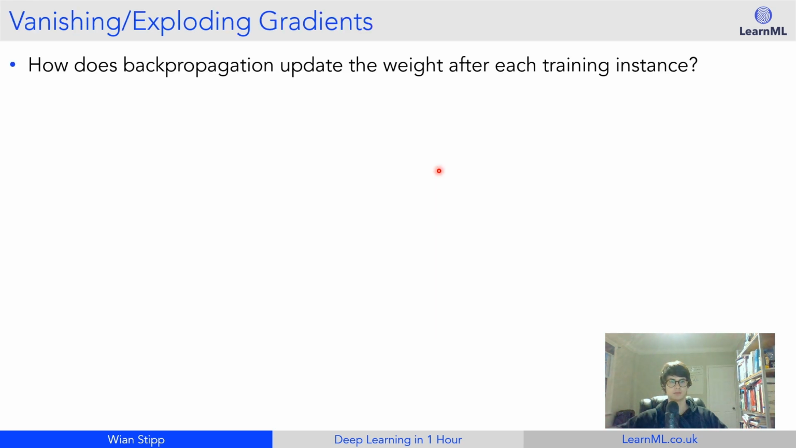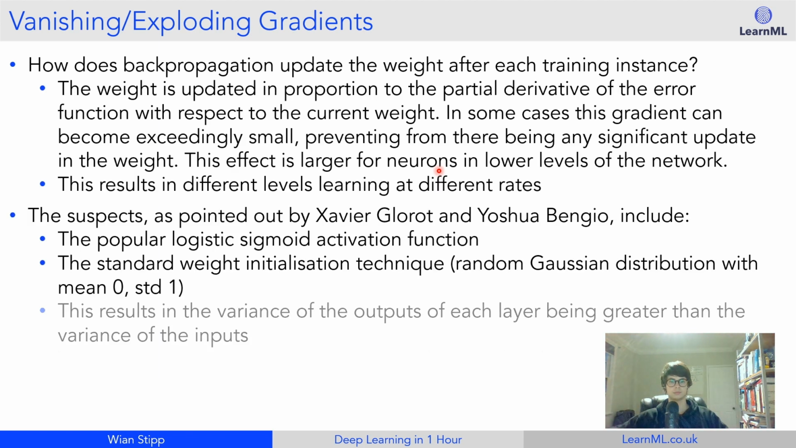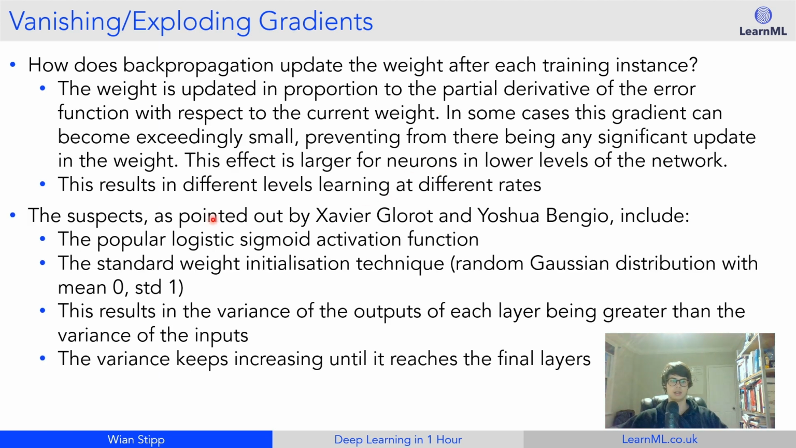Okay, vanishing exploding gradients, huge problem. We've talked about the sigmoid activation function. It tends to saturate at 0 and 1, and then this ends up with almost 0 gradients. So this is actually the problem. It's the sigmoid activation function itself. So you could replace it with the ReLU.